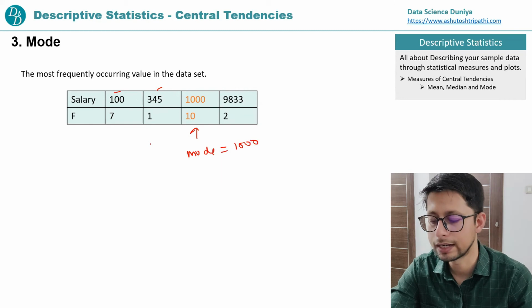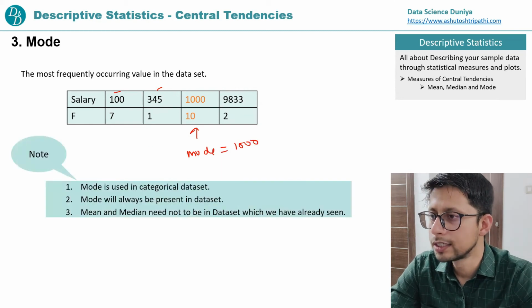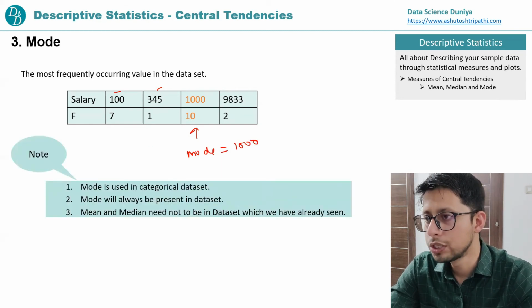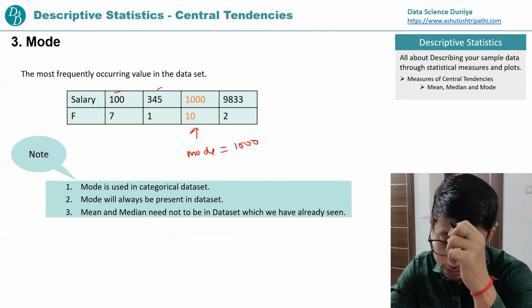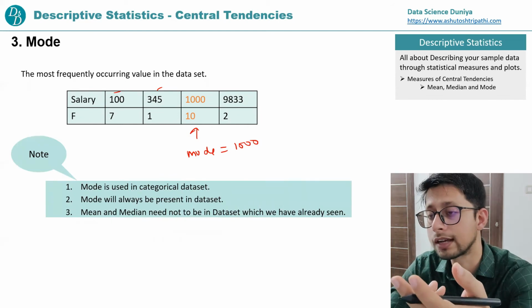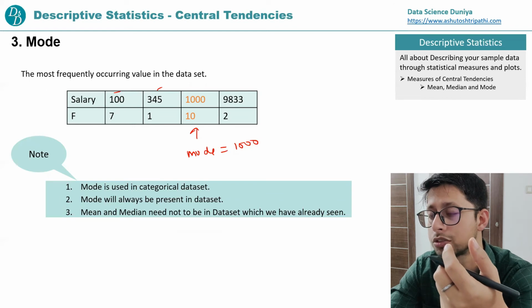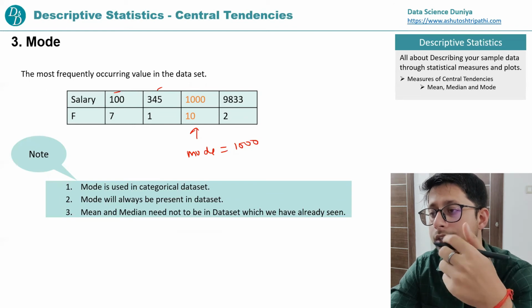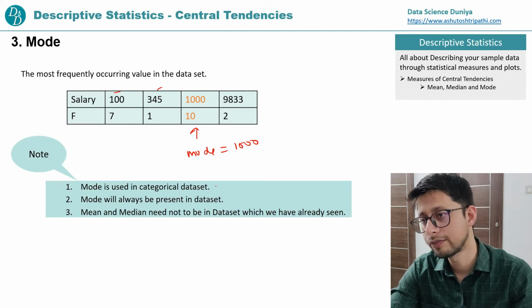So, the frequently occurring data item. Again guys, the important points: mode is used in categorical data sets. For example, when you have missing values in your categorical data set and you want to fill those categorical values, then you go with mode. Filling missing categorical values, you go with mode, and mode will always be present in the data set.